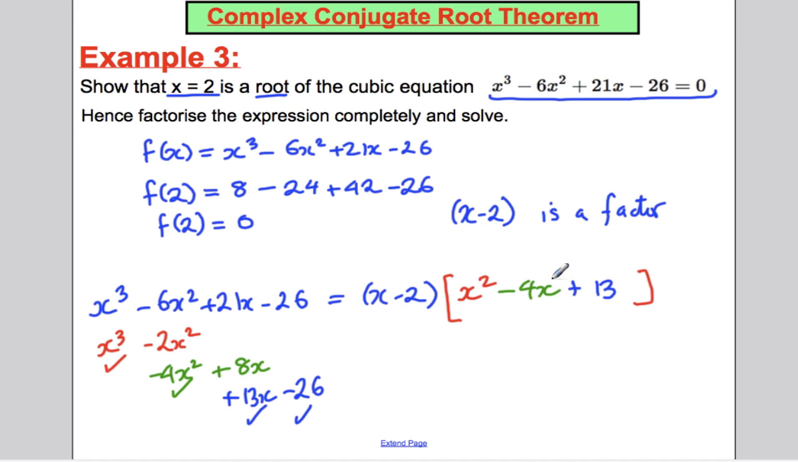Okay, now that is factorized here. Can I factorize this further? I can't factorize that further because I can't think of two numbers that multiply to 13 and add to negative 4, because 13 is a prime number. So that's fully factorized. That's one factor, that's the other factor. Okay? Now, I'm going to just rub out this work in here.